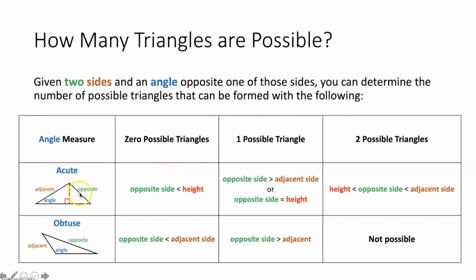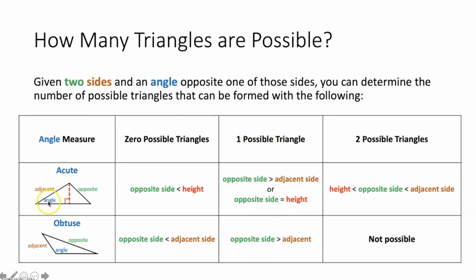If the length of the side opposite your given angle is less than the height, 0 possible triangles can be formed. If the length of the side opposite your given angle is greater than the length of the side adjacent to your given angle, or if the length of the opposite side is equal to the height, in this case making it a right triangle, then one possible triangle can be formed.